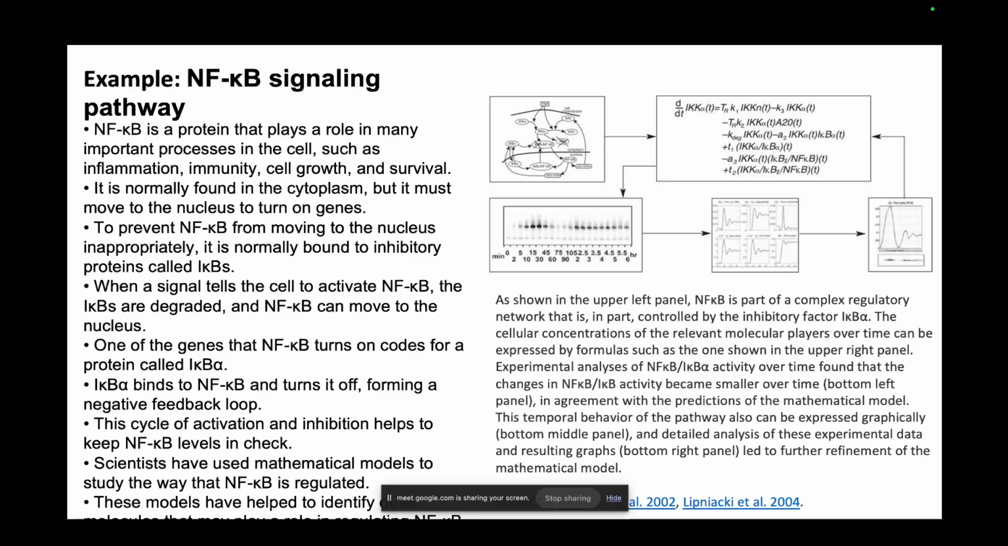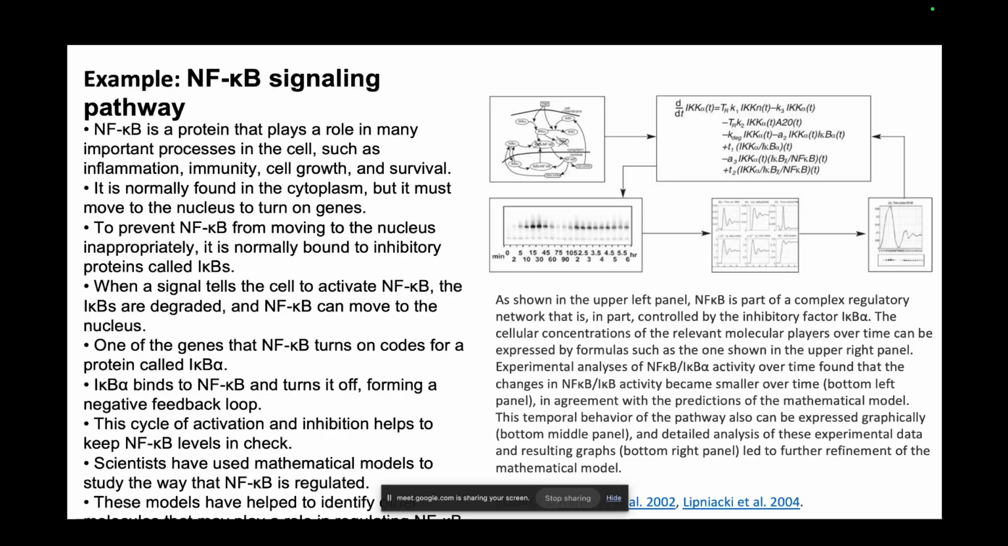So normally in its free state, when NF-kappa B is in the cytoplasm, it is bound to another protein which does not allow it to move into the nucleus. Now, when a signal comes and tells that this NF-kappa B needs to be activated for some reason, what happens is the other protein, the I-kappa Bs, are degraded instantaneously. Now these NF-kappa Bs are free and they can go inside the nucleus.